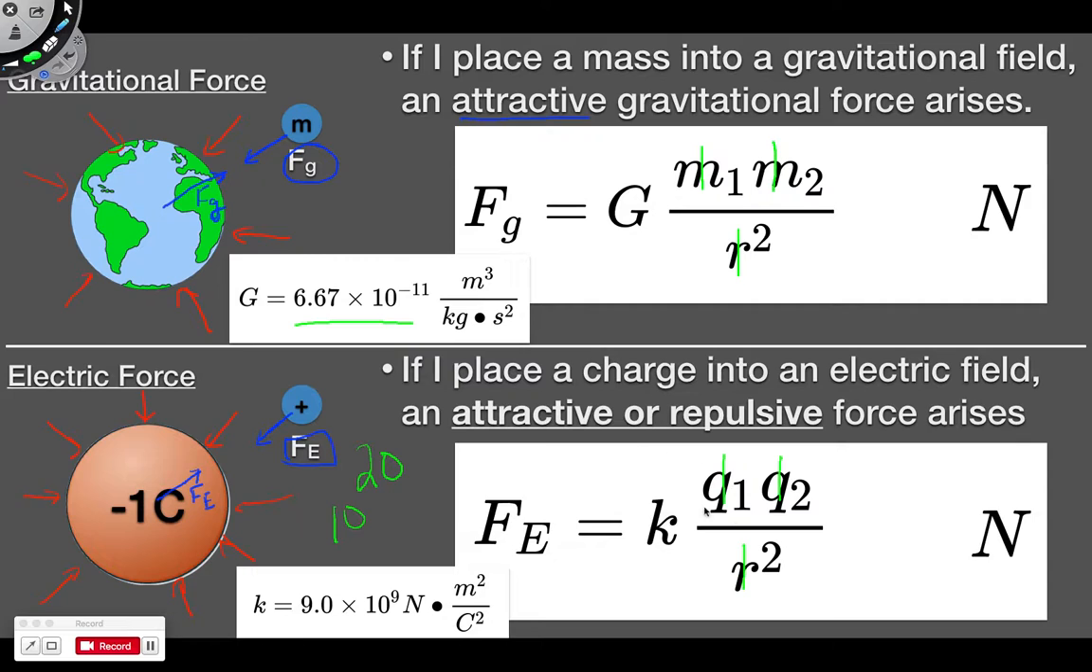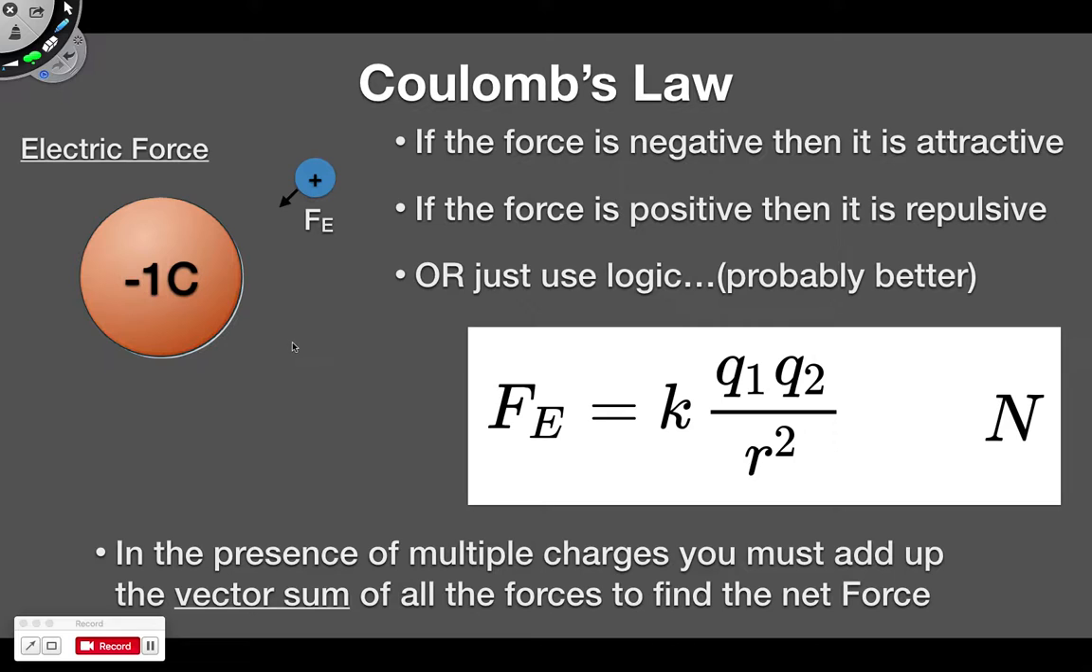I mean, 1 coulomb is a large thing, but the key thing is that the electric force is much, much greater because of this constant. Right, so all things being equal, the electric force would be much, much greater than the gravitational force. Okay, all things being equal is the caveat there. Now, this is called Coulomb's law.